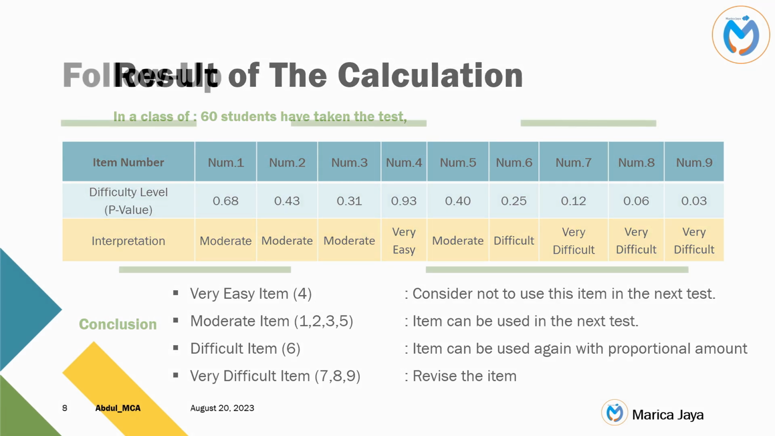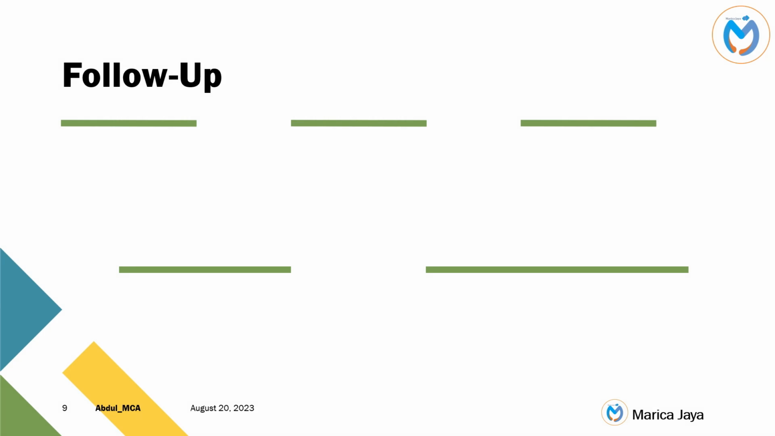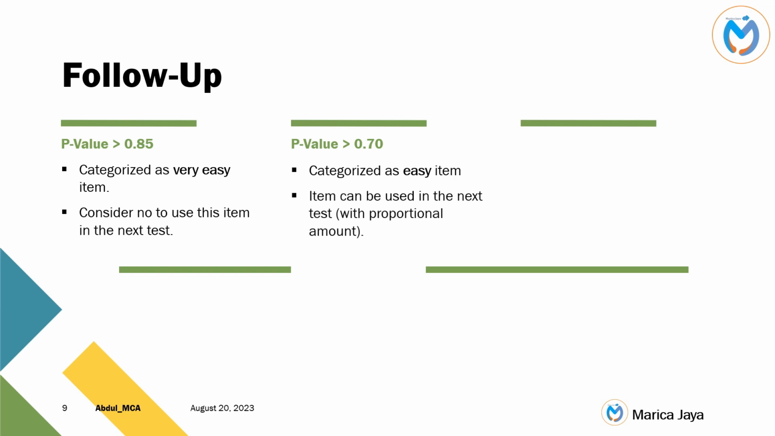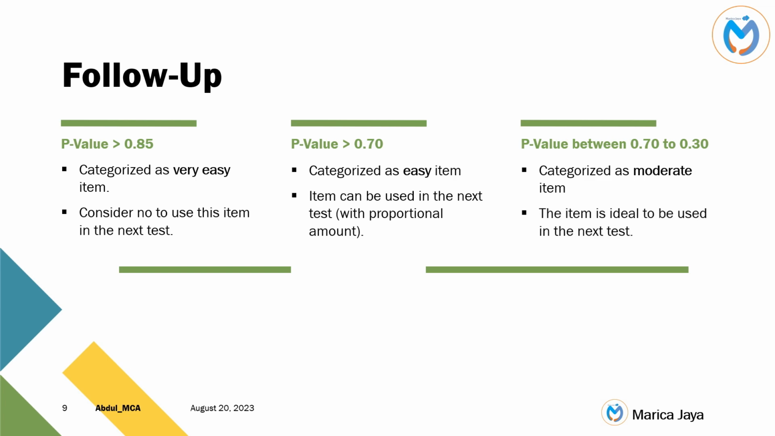With the result in hand, we need to do some follow-up steps. For the items with a p-value above 0.85, categorized as very easy items, we should consider not to use these items in the next test. Items with a p-value above 0.70 are categorized as easy items, and the items can be used in the next test but with a proportional amount. Items with a p-value between 0.70 to 0.30 are categorized as moderate items, so we can use these items in the next test.